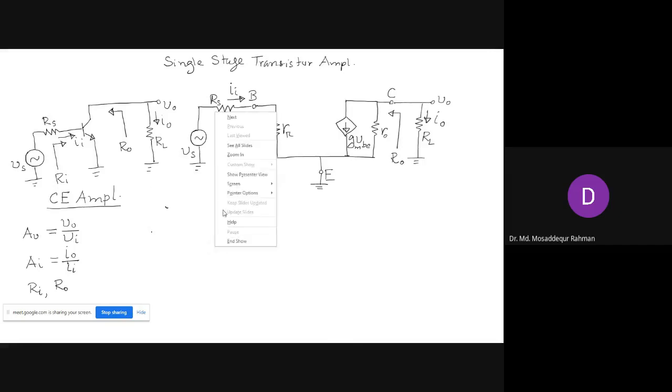Very simple circuit, no? You can't have a simpler circuit than this.